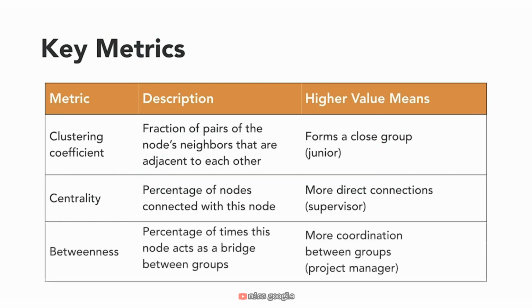Then we have betweenness. This is the percentage of times this node acts as a bridge between different groups of nodes. This node connects other nodes indirectly. A higher value means that this employee helps coordinate work between other employees or groups. Typically, a project manager role has this, but it may apply to leaders too. I recommend exploring the other algorithms in NetworkX on your own. In the next video, we will look at the data to be used for employee network analysis.